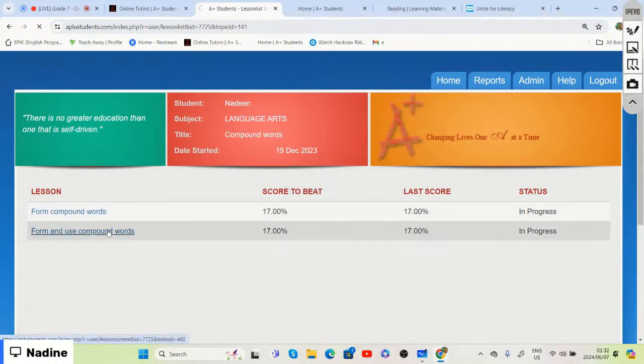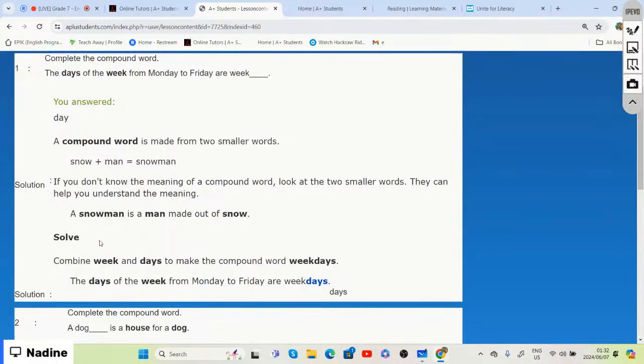So form and use compound words. And we see the compound word is made up of two smaller words, right? For example, snow plus man is a snowman. News plus paper is newspaper. Dog plus house is a dog house.